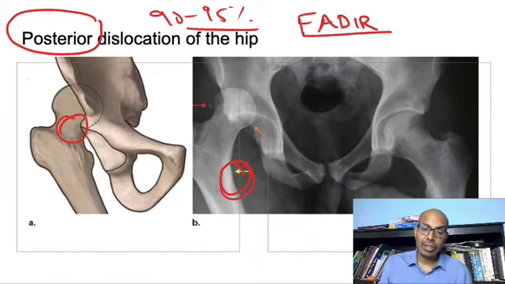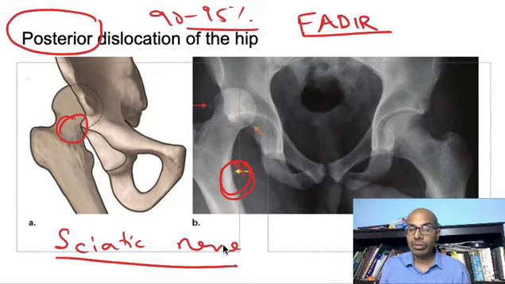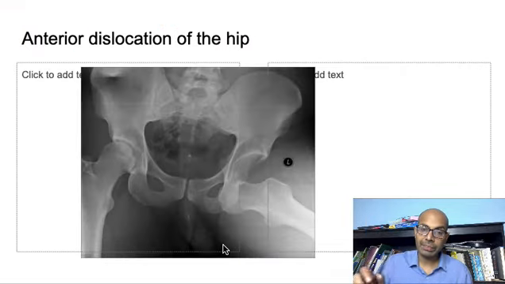What are other associated injuries? You can have a sciatic nerve injury. What happens in a sciatic nerve injury? Sciatic nerve has two components. One is the common peroneal component and the second one is the tibial component. The common peroneal nerve component is more commonly affected, and therefore you have a foot drop. Okay, so sciatic nerve can be commonly affected in this condition.